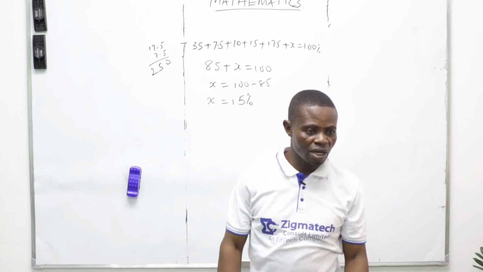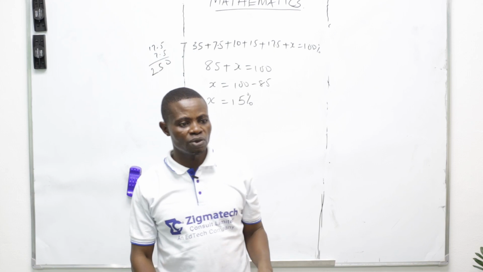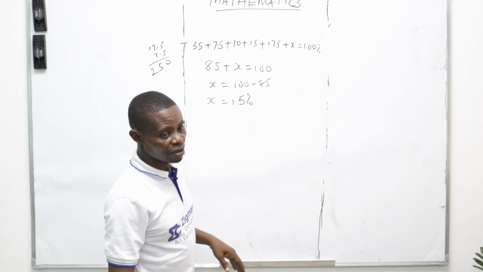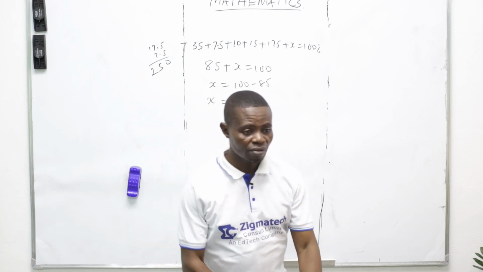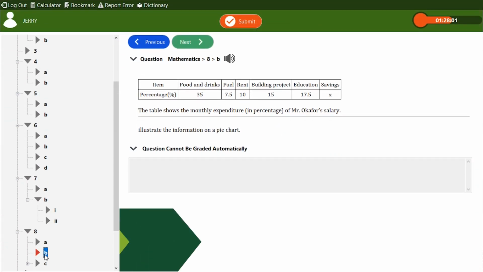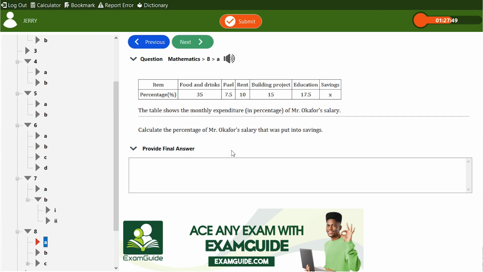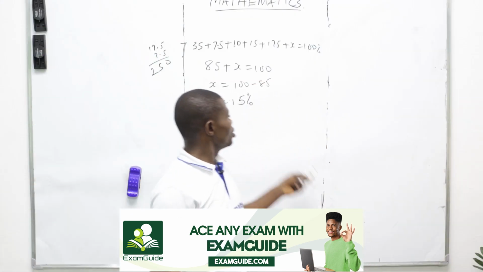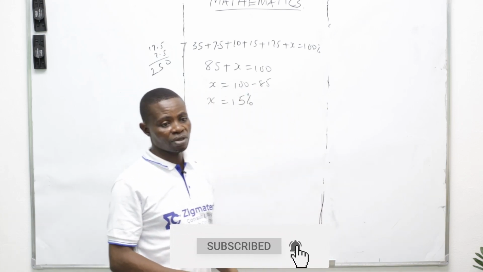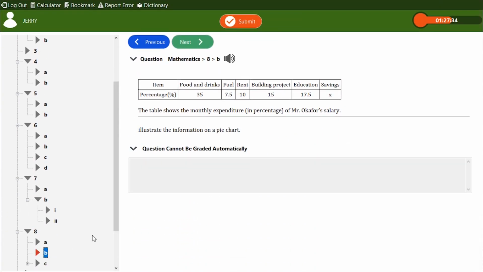Calculate the percentage of Mr. Okafor's salary that was put into what? Savings. We want to know the percentage that was put into savings. Now S is what? The value of S is 15. So 15% was put into savings. So this is what we have for Mr. Okafor's savings, 15%. Now the next question here is B part of it.